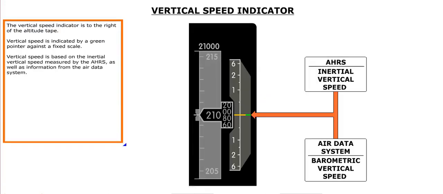The vertical speed indicator is to the right of the altitude tape. Vertical speed is indicated by a green pointer against a fixed scale. Vertical speed is based on the inertial vertical speed measured by the ATR, as well as information from the air data system.